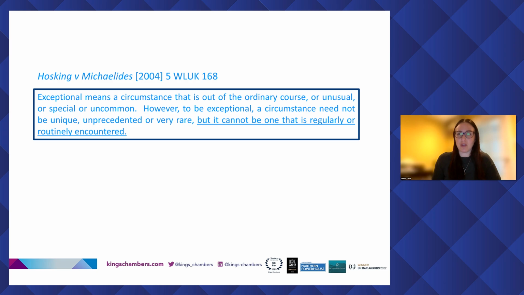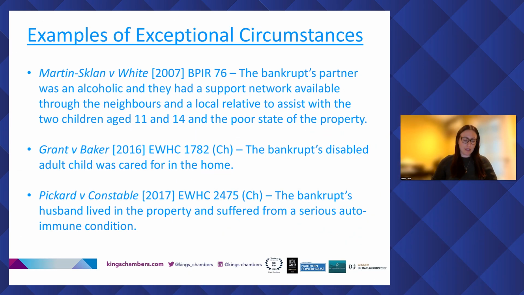So an easy test: if you have heard of the circumstances being described on a number of occasions, it is highly unlikely they are going to be considered exceptional. Now, examples of exceptional circumstances which I think can be helpful. We've got the case of Martin, Sclan and White from 2007. The bankrupt's partner was an alcoholic, and they had a support network available through the neighbours and a local relative to assist with their two children, aged 11 and 14, and the poor state of the property. Now, this decision was made for the purposes of the equivalent provision in Section 3376 of the Insolvency Act, but it's still directly applicable in relation to exceptional circumstances.